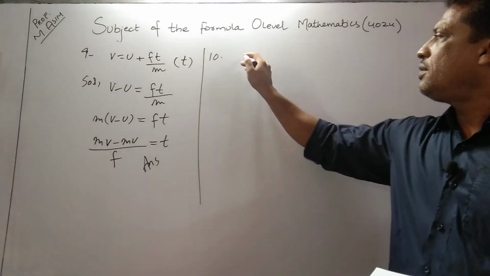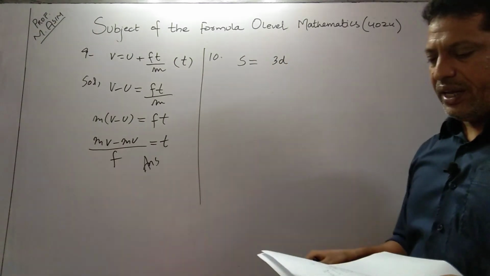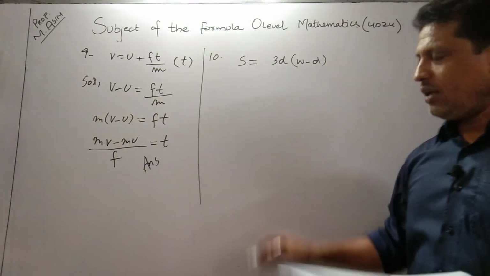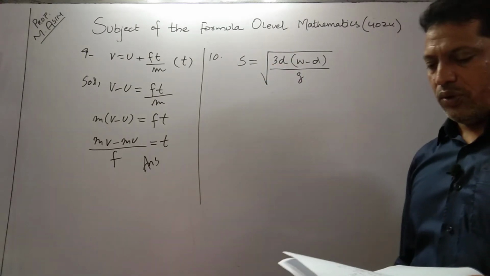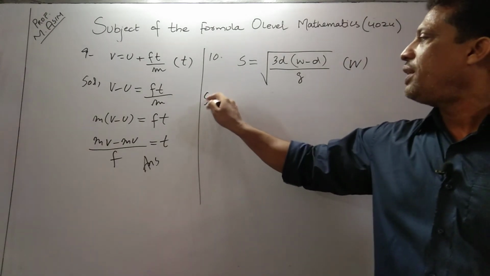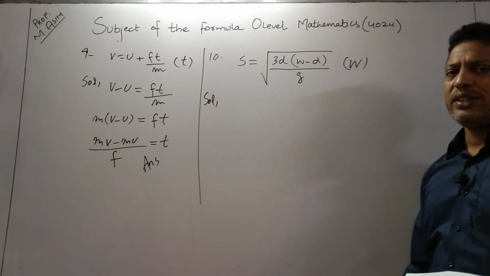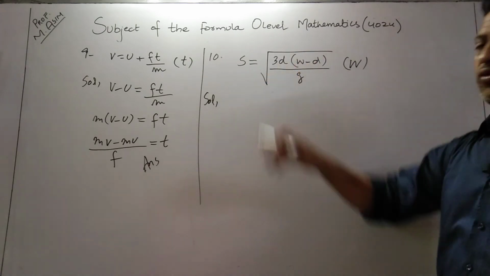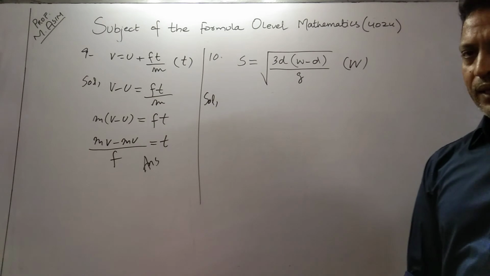Question number 10 is S is equals to the square root of 3D(W minus D) upon G, whole square root. And we have to make W the subject of the formula. In order to make W the subject of the formula, first we have to eliminate this square root, because without eliminating this square root we cannot make W the subject.